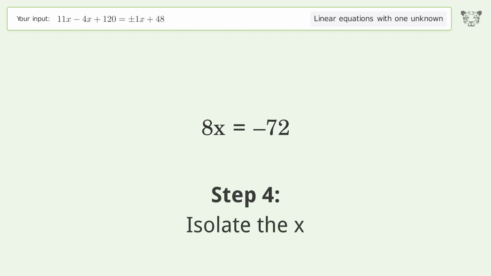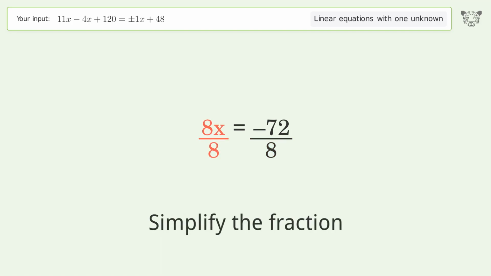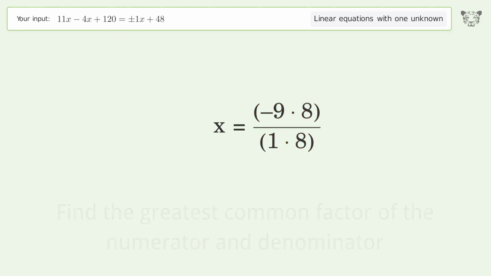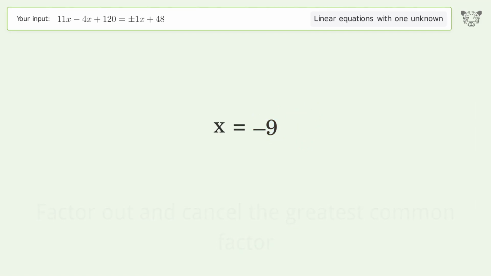Isolate the x. Divide both sides by 8. Simplify the fraction. Find the greatest common factor of the numerator and denominator. Factor out and cancel the greatest common factor. And so the final result is x equals -9.